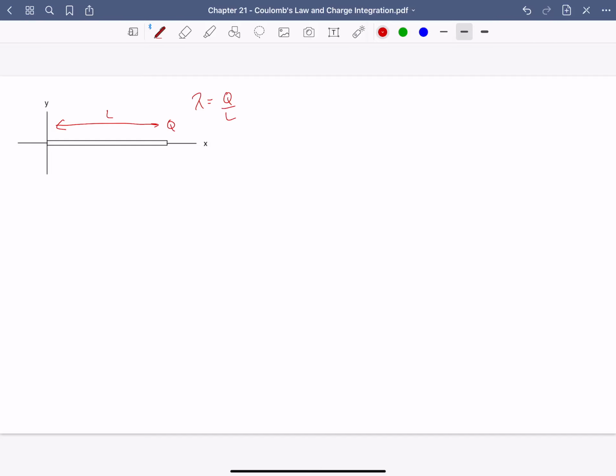And you're like, "Oh, well, Mr. Balogh, you just told me that the total charge is Q." I know, I know. I want to show you that the method works, and then we'll tweak it just a little bit.